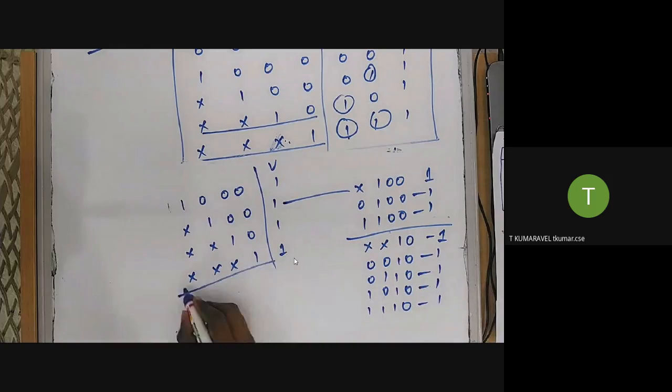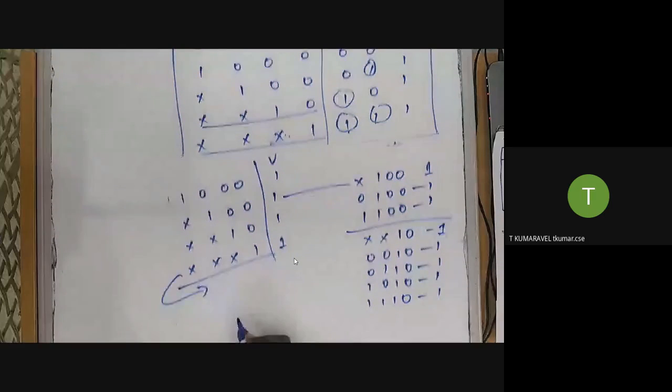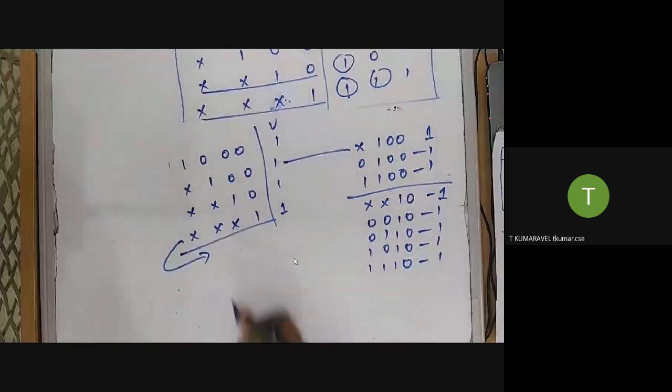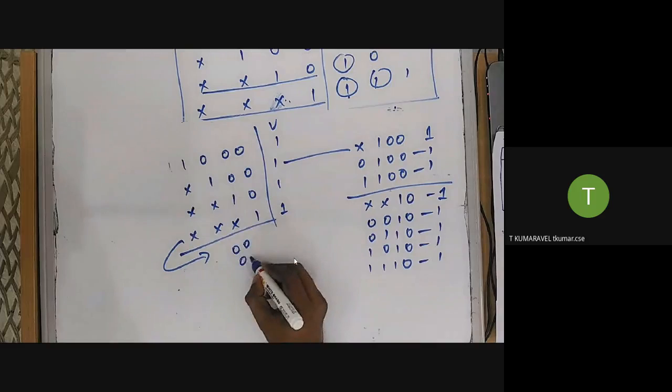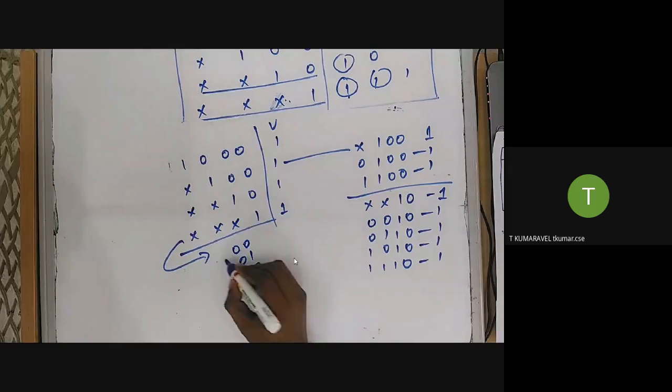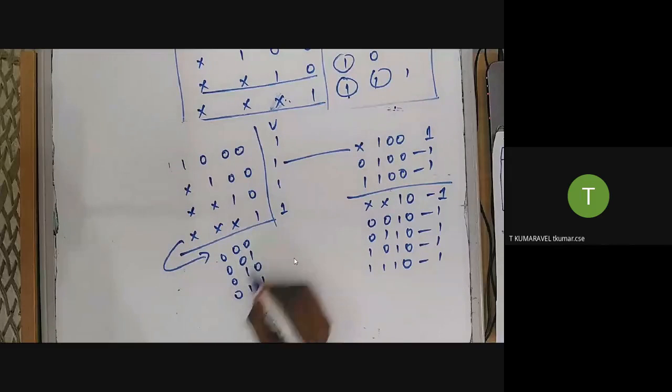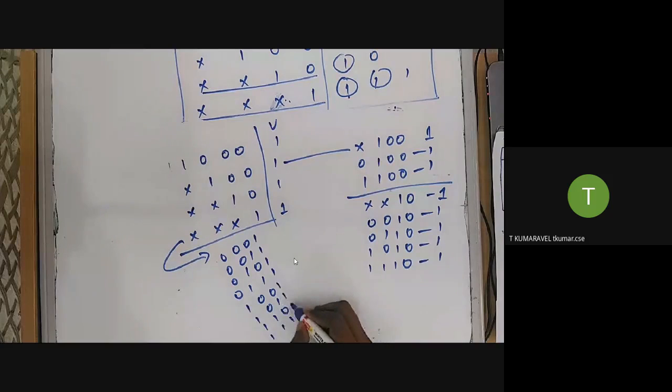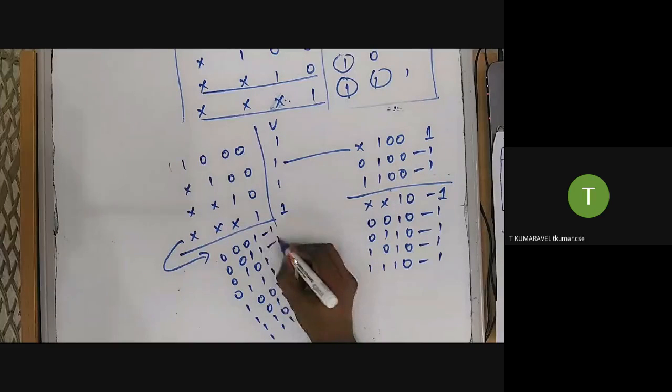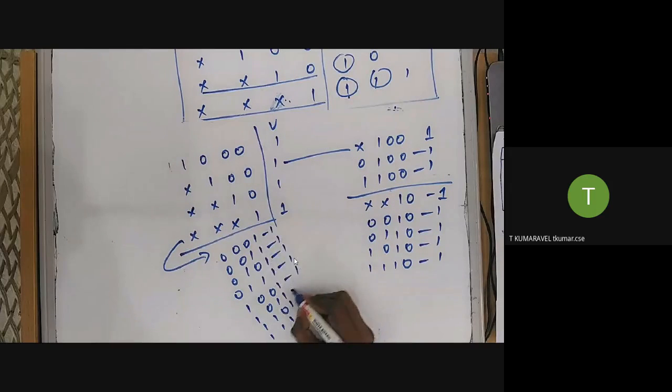Next consider this one. Three variable don't care conditions are available, so how many input combinations are available? 8: 0 0 0, 0 0 1, 0 1 0, 0 1 1, 1 0 0, 1 0 1, 1 1 0, 1 1 1. What is the meaning? These are the places where the output value equals 1.